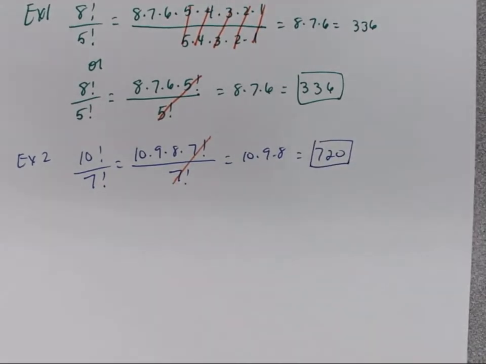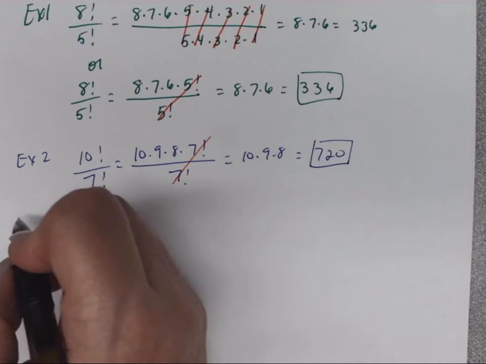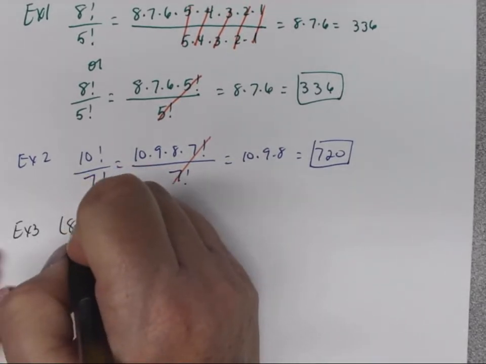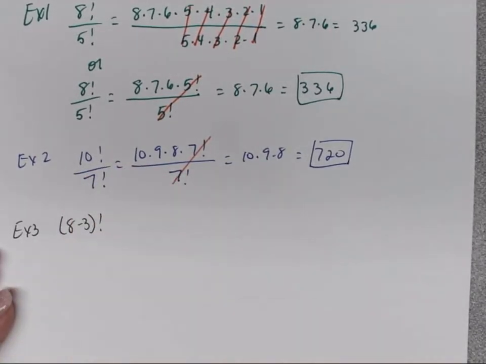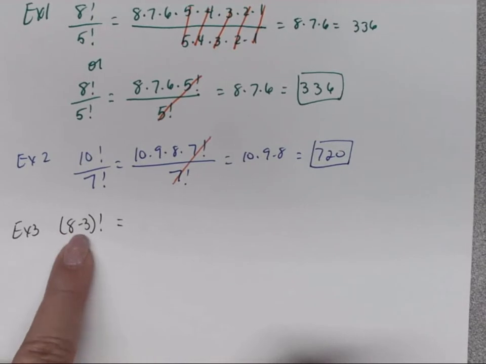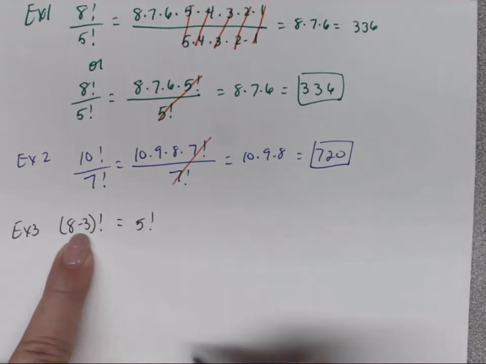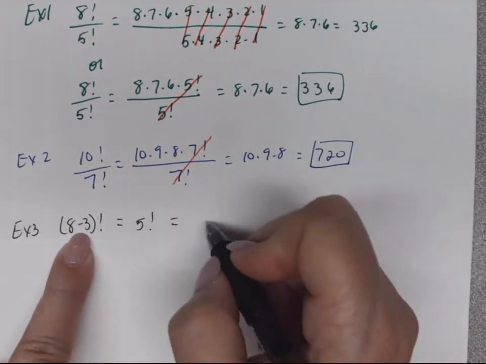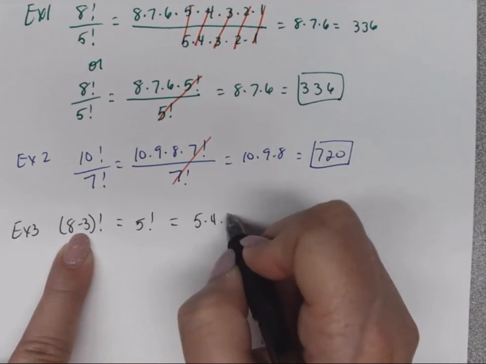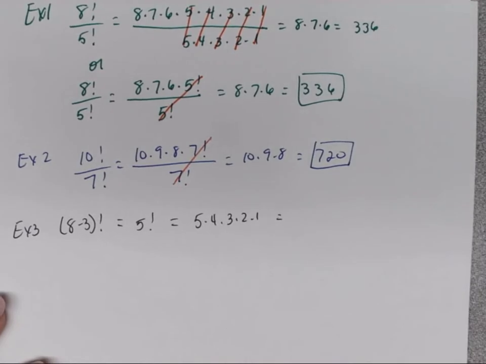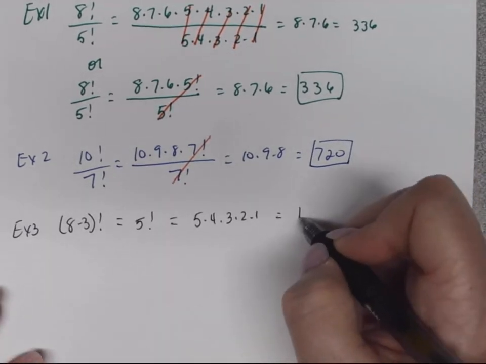All right, let's look at another example. For example 3, we are looking at 8 minus 3 factorial. Here I have to follow my order of operations, so I'm going to have to subtract before I do anything. 8 minus 3 is 5 factorial, so that will get us 5 times 4 times 3 times 2 times 1. This time we're not dividing by anything, and that will get us 120.